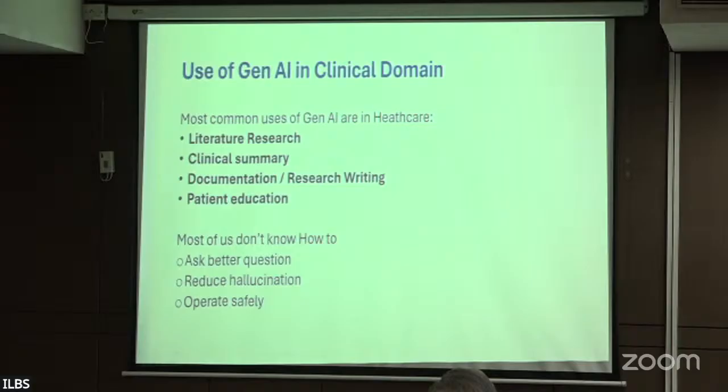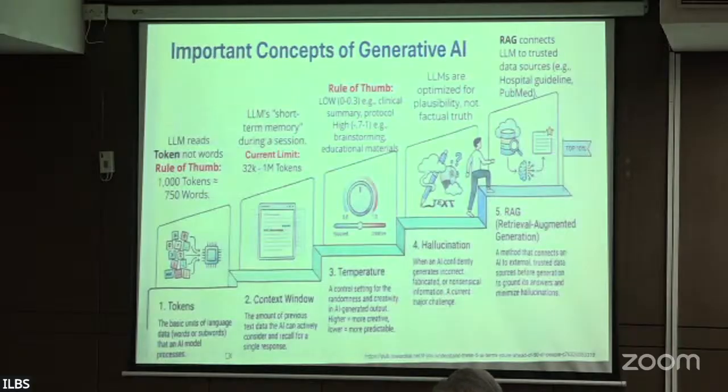So LLM has some concepts. An LLM reads tokens, not words. We write words, but it reads tokens. A token may be a word, a phrase, or a subword in its own terms. Nearly 1,000 tokens is equal to 750 words. If we type 750 words, it is mostly converted into a larger number of tokens.